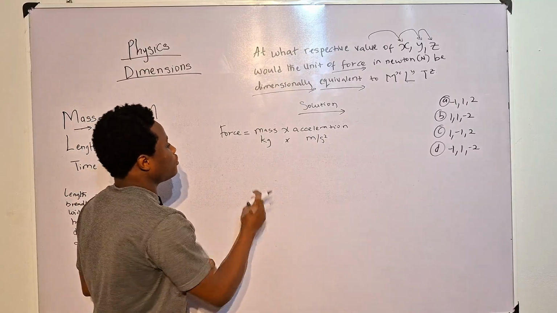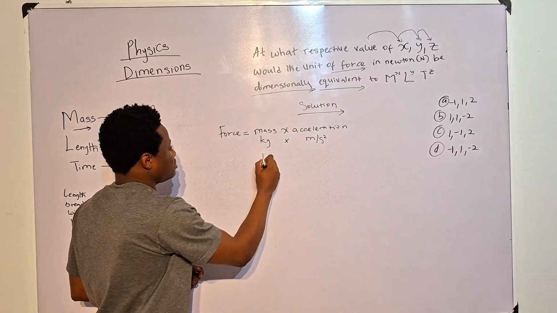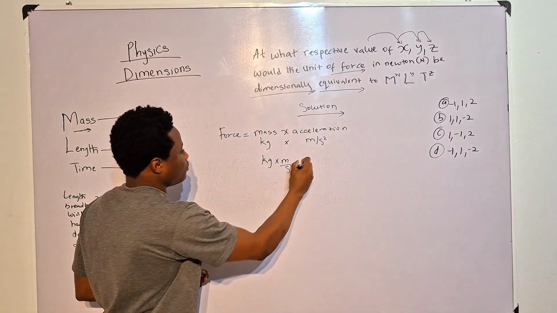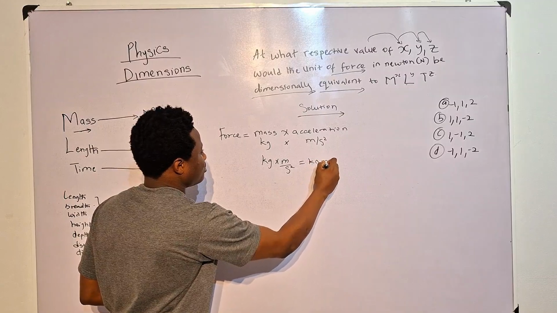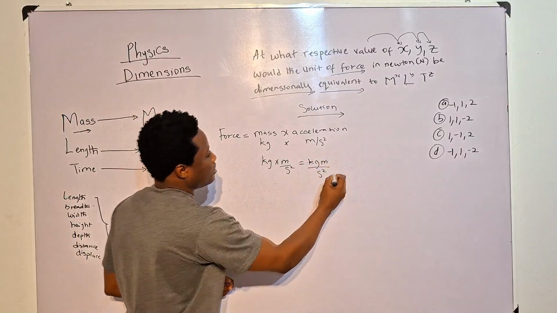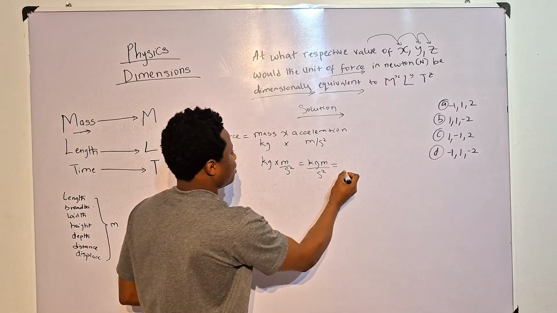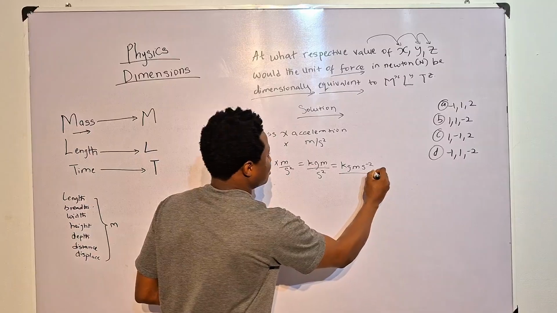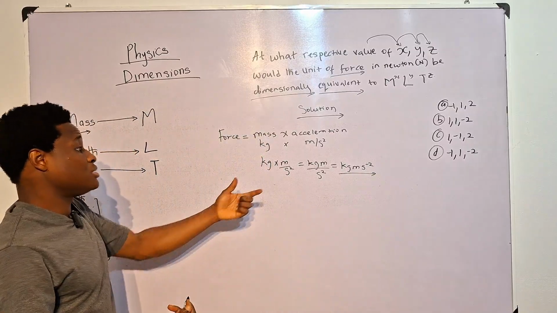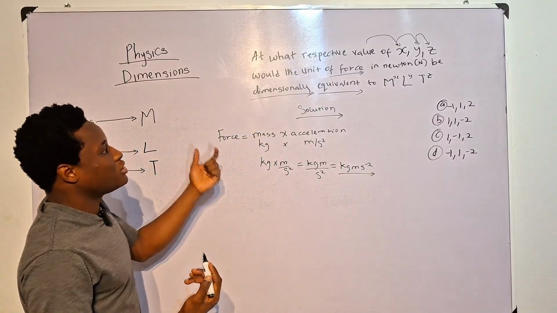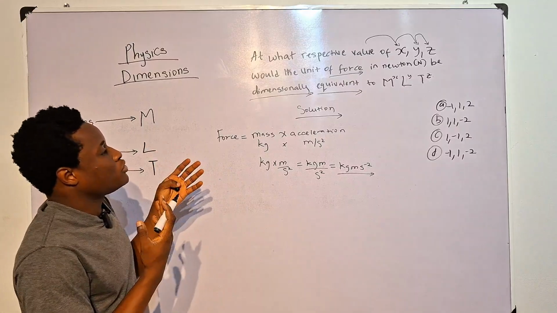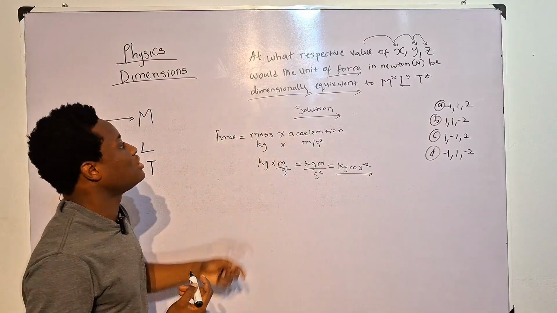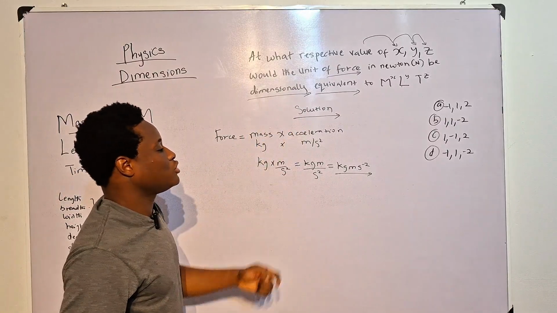So the equivalent unit of force becomes kilogram times meter per second square, which is kilogram times m over s square, which will give us kilogram meter over s squared. We can take this one up here to make it kilogram meter per second squared. So this is the equivalent unit of force. Now, they're asking for the dimension of the equivalent unit of force.